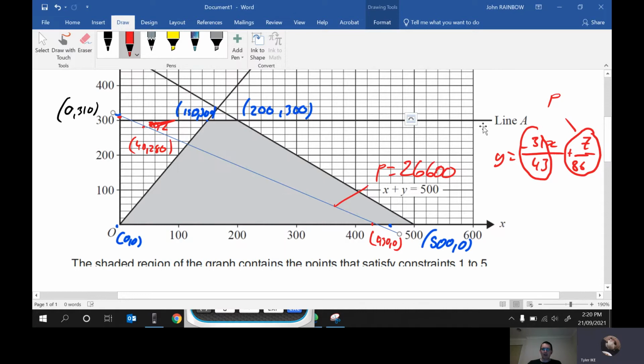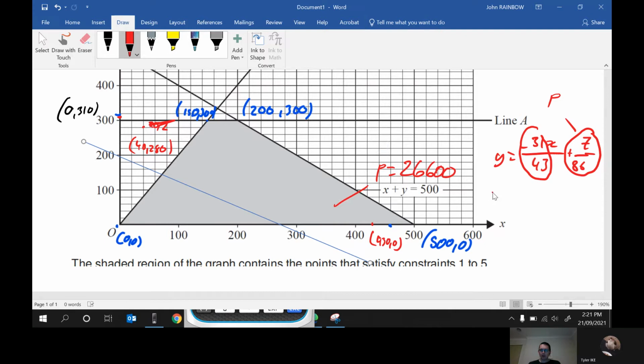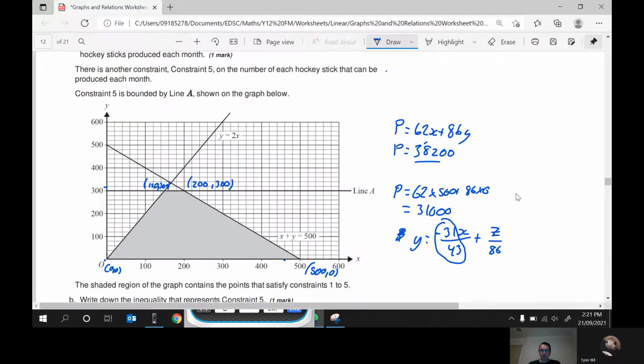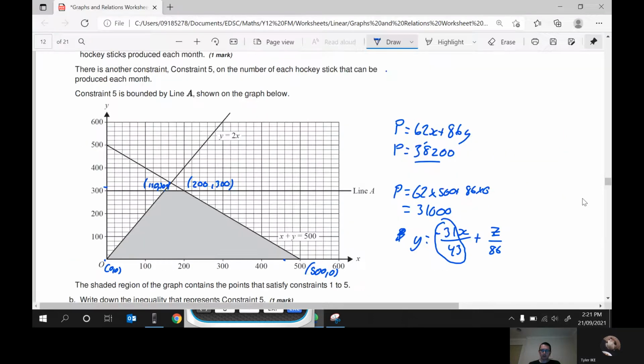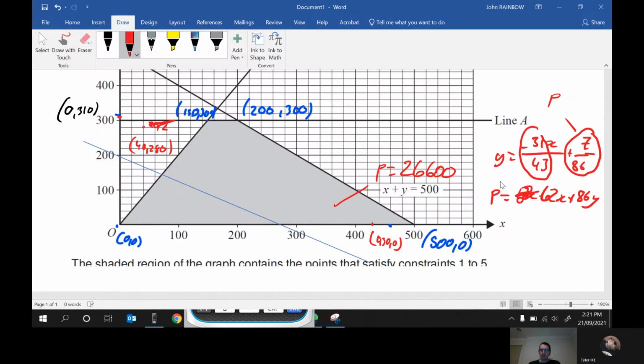But anyway, what I'm really trying to get you to understand is that this line here, because we've rewritten it like this, if you go back to your original profit formula, profit equals, I think it was, 62x plus 86y, right? Yep, that's what it was. It's a bit hard to understand like that.